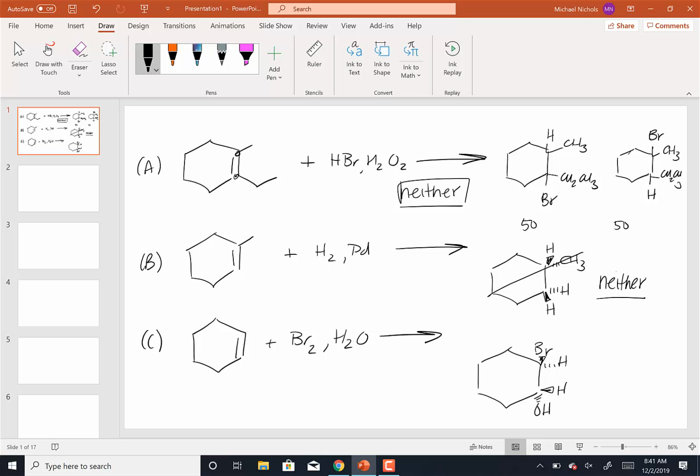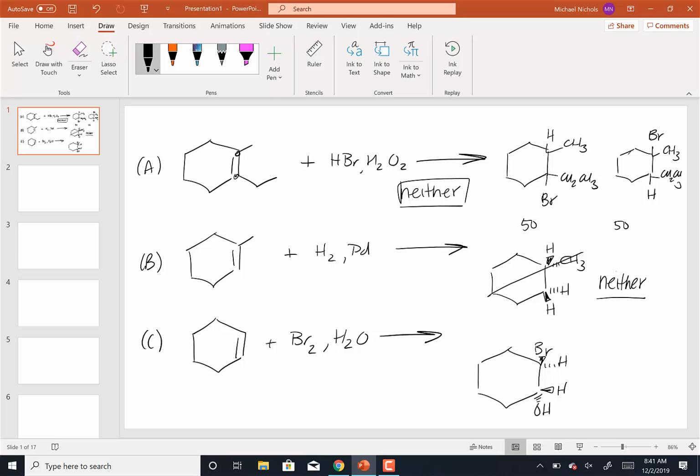Yes? They do. They do add Markovnikov. But in this case, the two carbons have the same number of hydrogens. Now, if I would have reacted this one with the methyl group, then the Br would have added here and the OH would have added there. So then it would be Markovnikov.